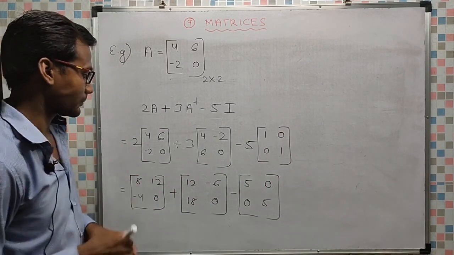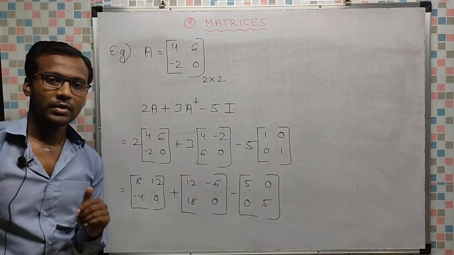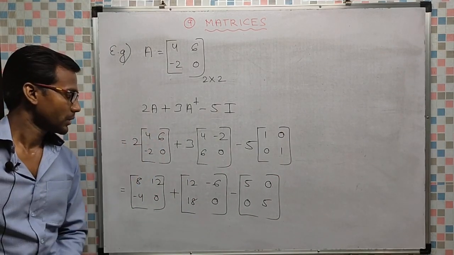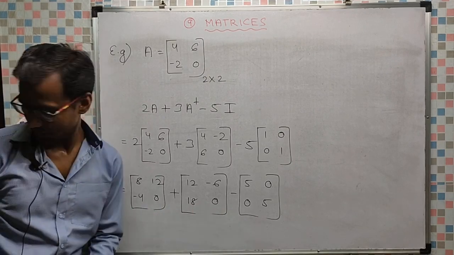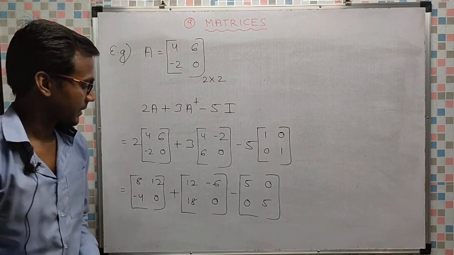Okay. So scalar multiplication is over. Now we have to move to addition and then subtraction. Okay. First let us do the addition.